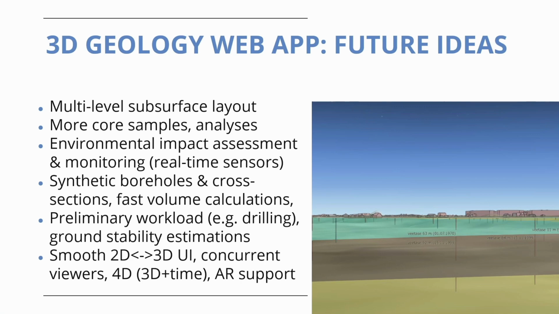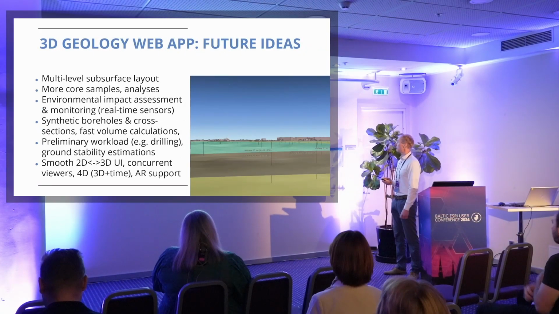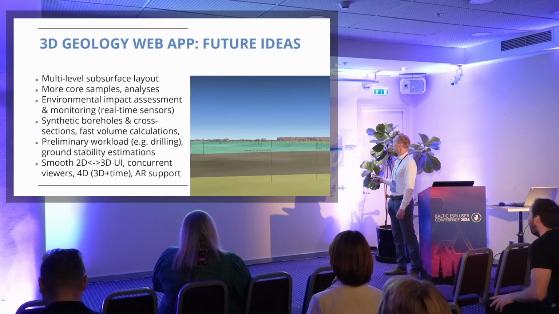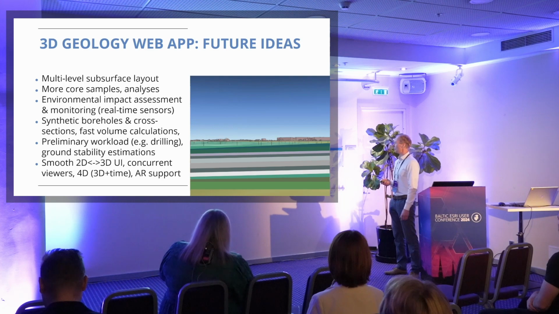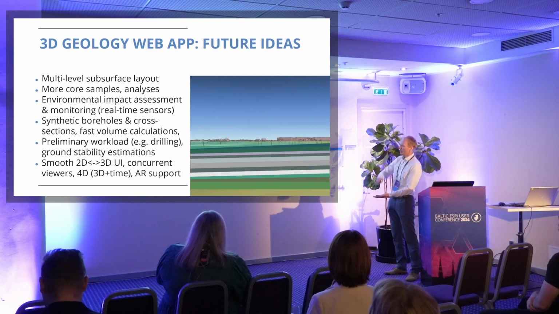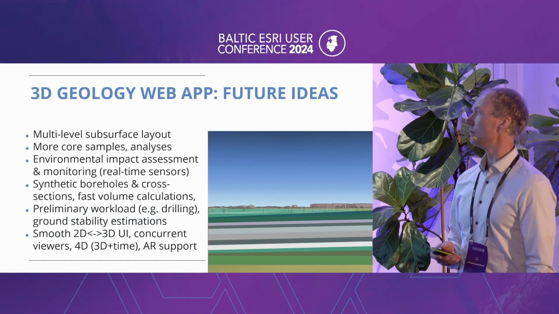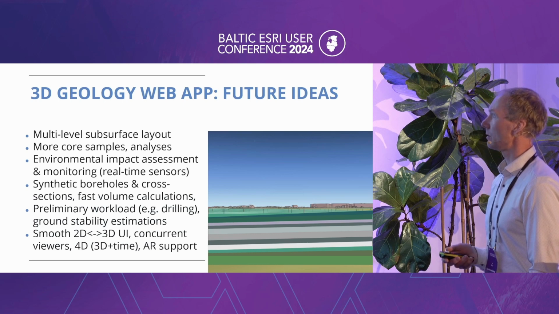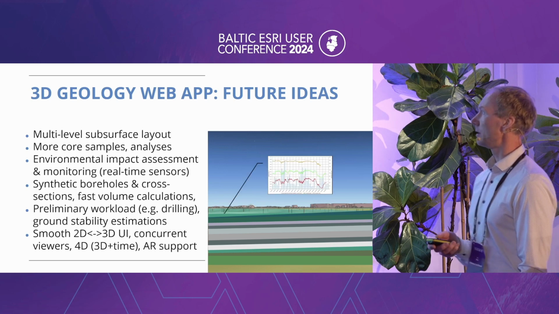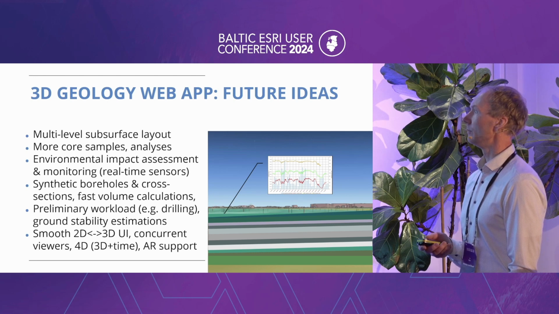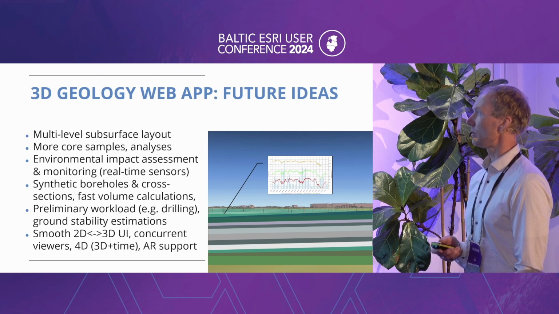This is a picture we can see in the web app at the moment. We have these basic layers, Ordovician, Cambrian, and so on. But we want to go into more detail. We have more specific formations. Then we can get more specific information. We can add some probing data, more data, even real-time sensors perhaps.